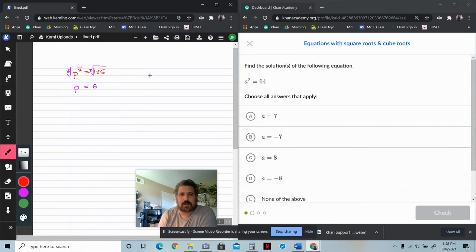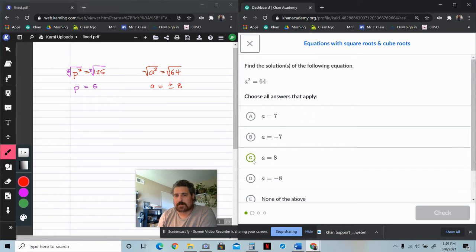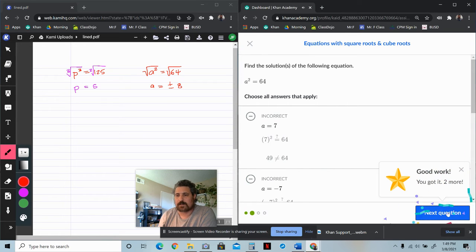For the next equation, it says a squared is equal to 64. So to undo to the second power, you take the square root of both sides. The square root of a squared is just a, and the square root of 64 is positive and negative 8, because 8 times 8 is 64, and the square root is asking what number times itself equals 64. Positive 8 times positive 8 is 64, and negative 8 times negative 8 is also 64. So you could have 8 that's positive or 8 that's negative, and that would be correct. So that's how you do it.